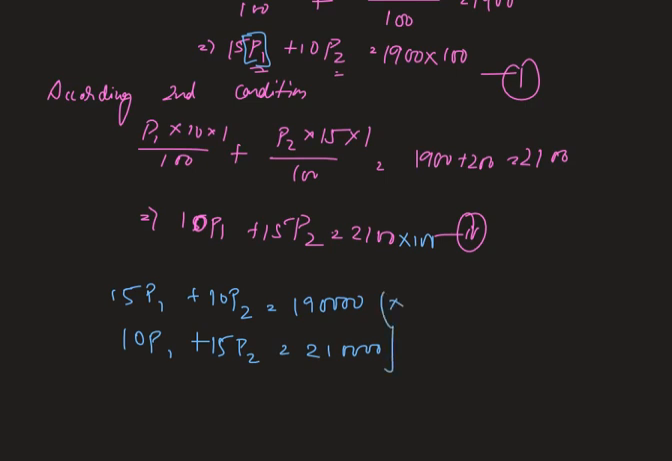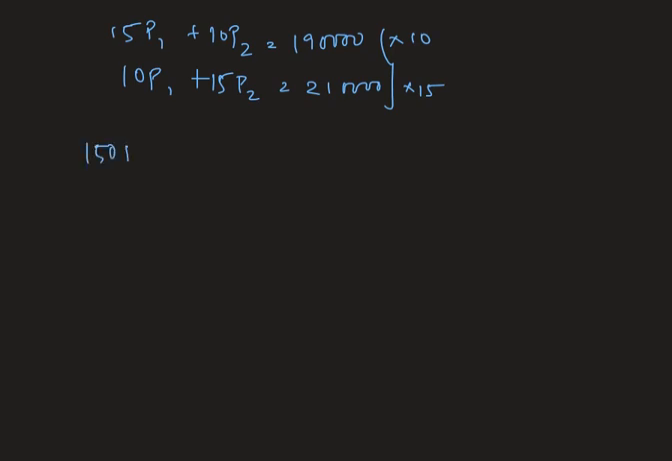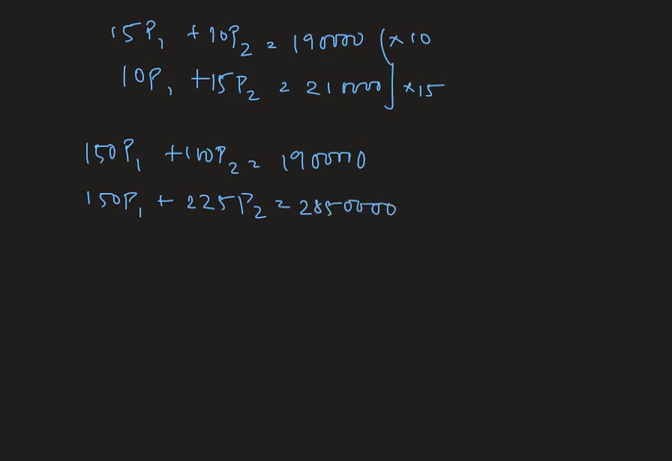Okay, so here we multiplied by 10 and here we multiplied by 15. Therefore, we get 150P1 plus 100P2 is equal to 1,900,000, and from the other equation we get 150P1 plus 225P2 is equal to 3,150,000.